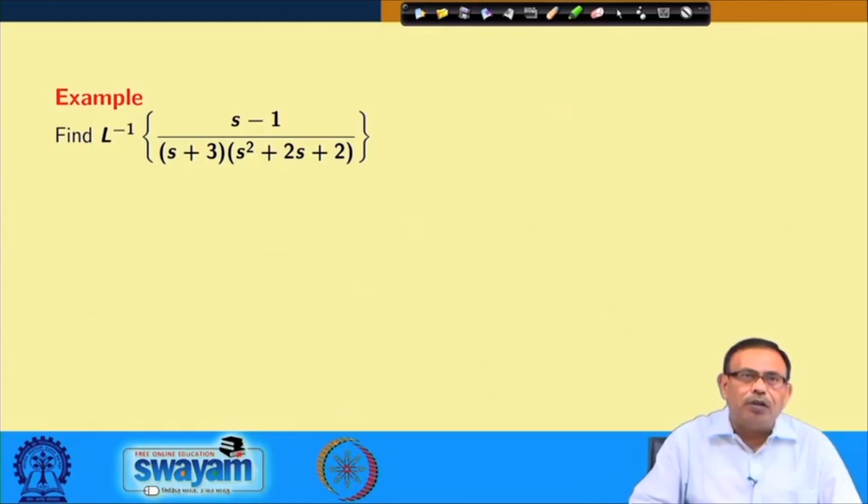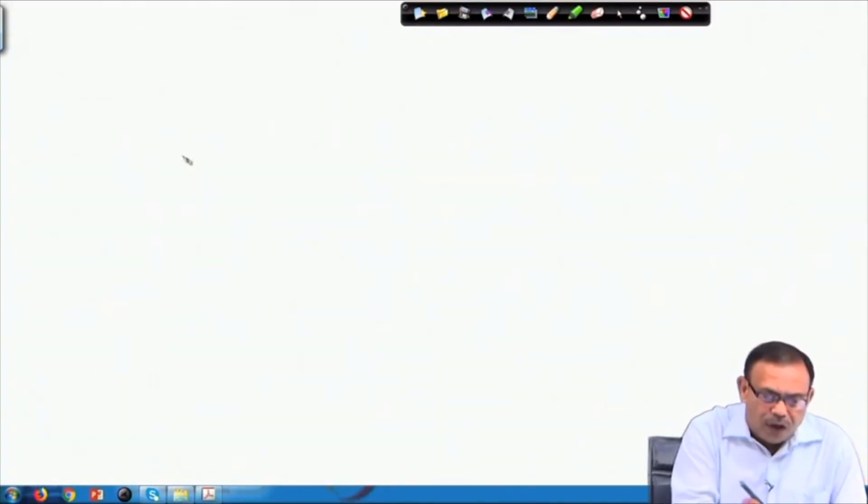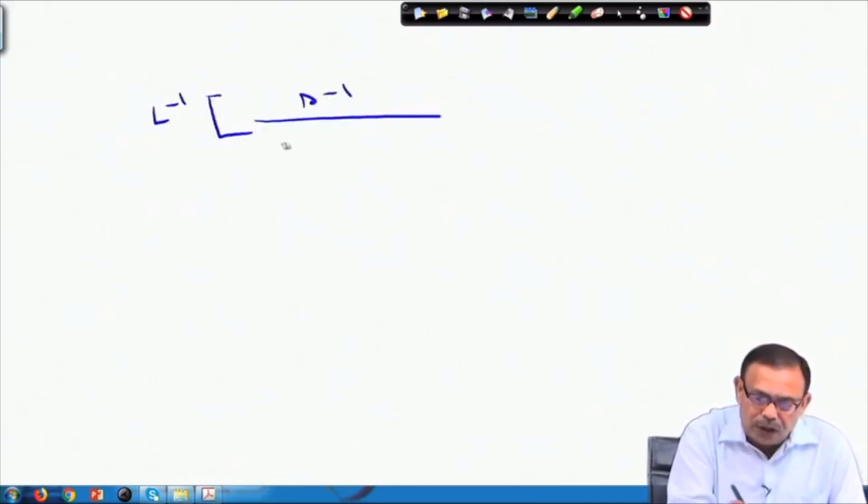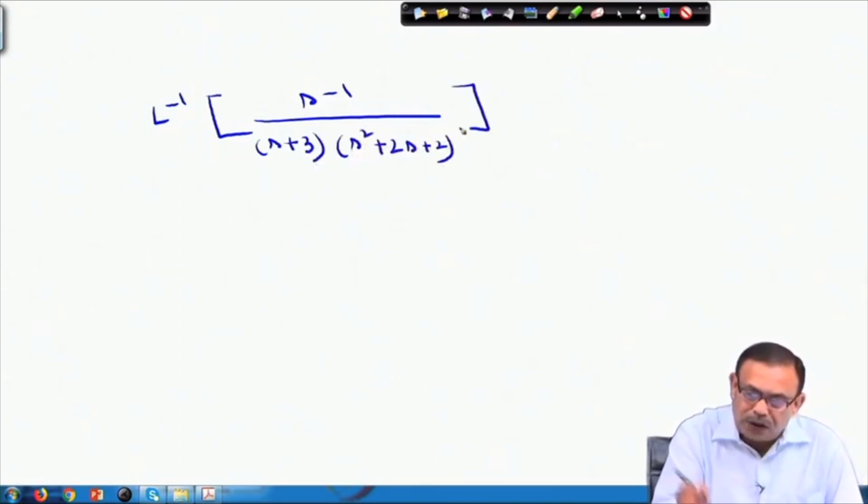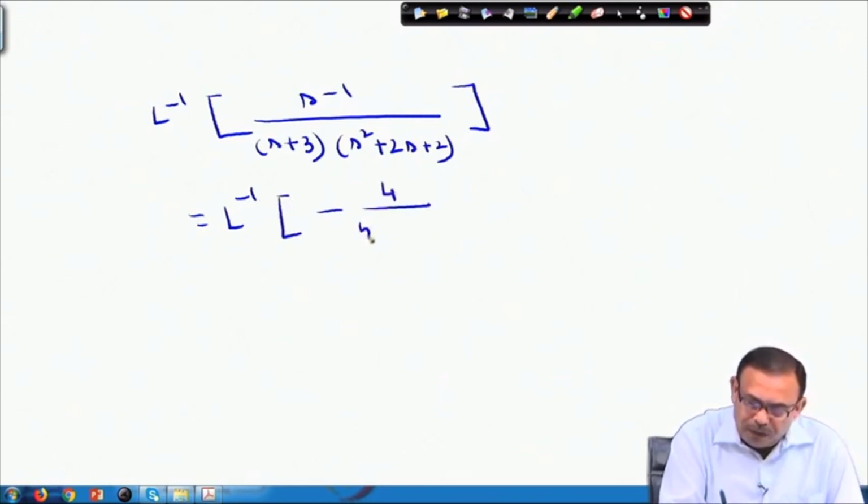My next example is Laplace inverse of s minus 1 by s plus 3 into s square plus 2s plus 2. This denominator is having 2 factors, but whenever the denominator is having 2 factors, using the normal mechanism, I have to break it into functions such that in each denominator there will be only one factor, not more than one factor. So using that trick, directly I am writing, this equals minus 4 by 5 into s plus 3.